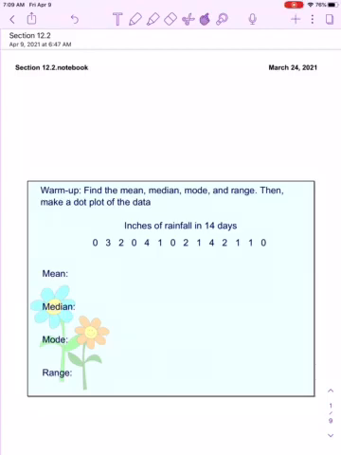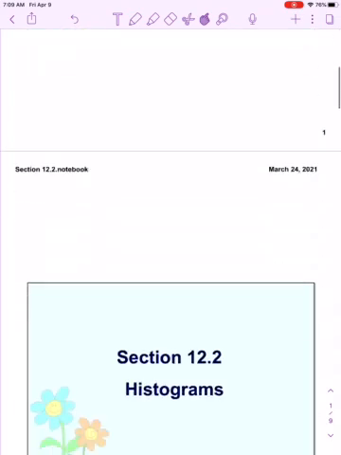All right, this is 12.2. You guys can go ahead and do this warm-up on your own, so just pause it and do the warm-up. You're finding the mean, the median, the mode, and the range. You don't have to worry about making a dot plot. Just do those 4 things, and then we'll move on.